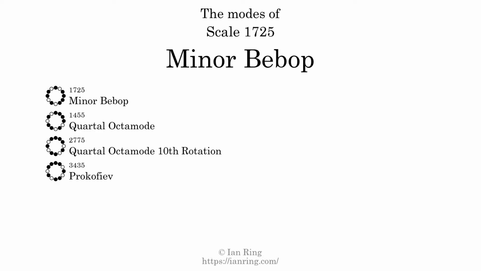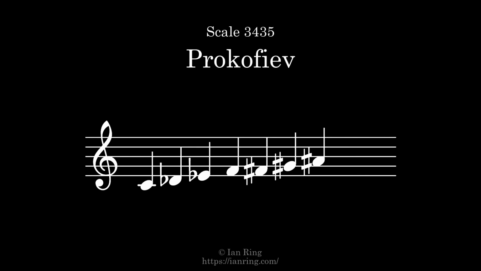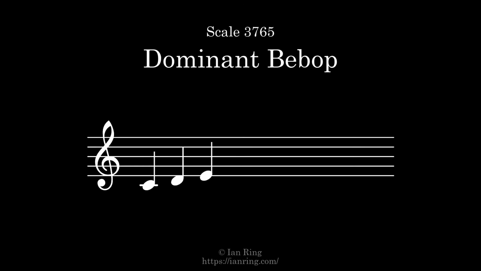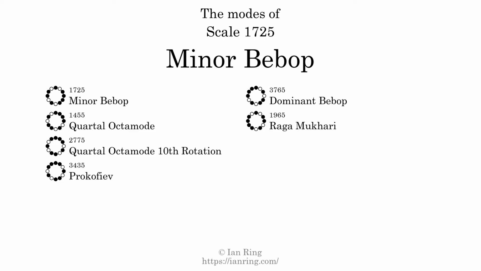The fourth mode is scale 3435, also known as Prokofiev. It sounds like this. The fifth mode is scale 3765, also known as dominant bebop. It sounds like this. The sixth mode is scale 1965, also known as raga makari. It sounds like this.